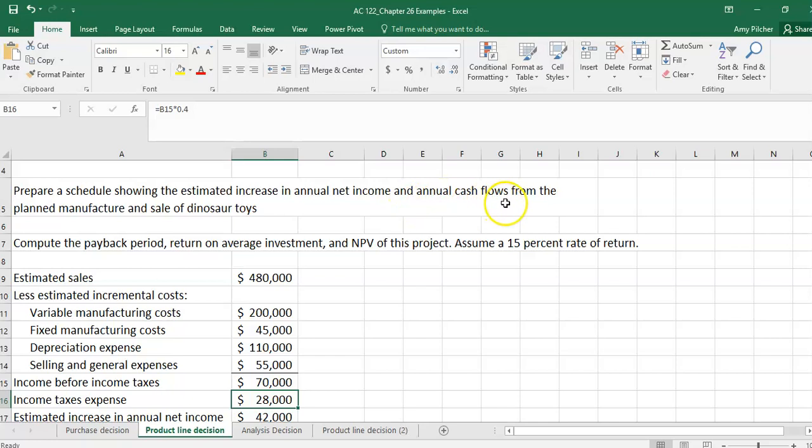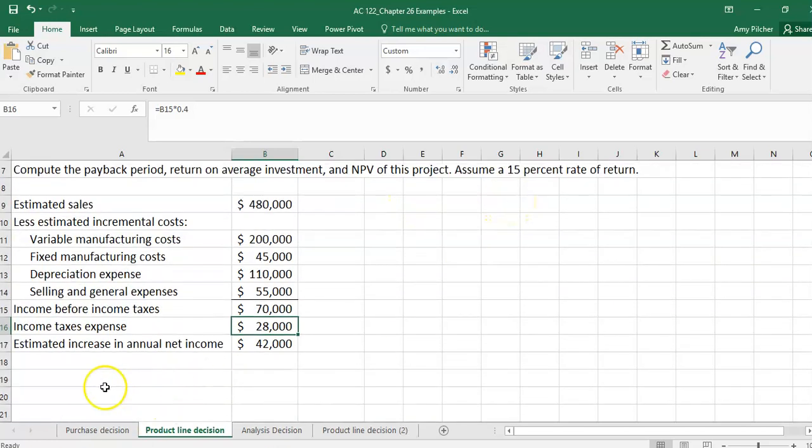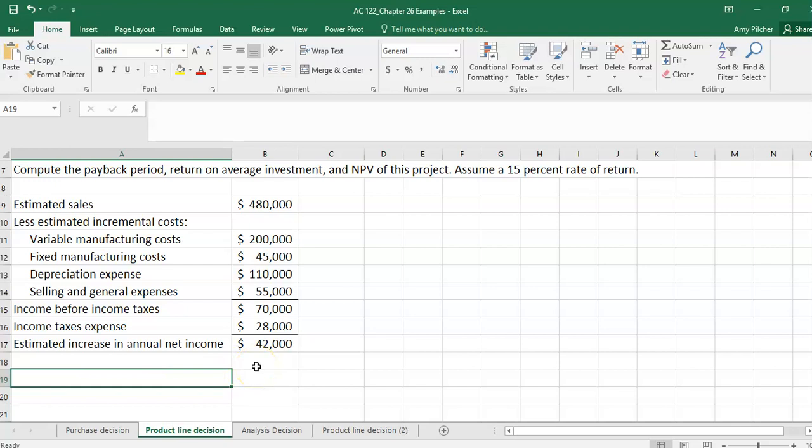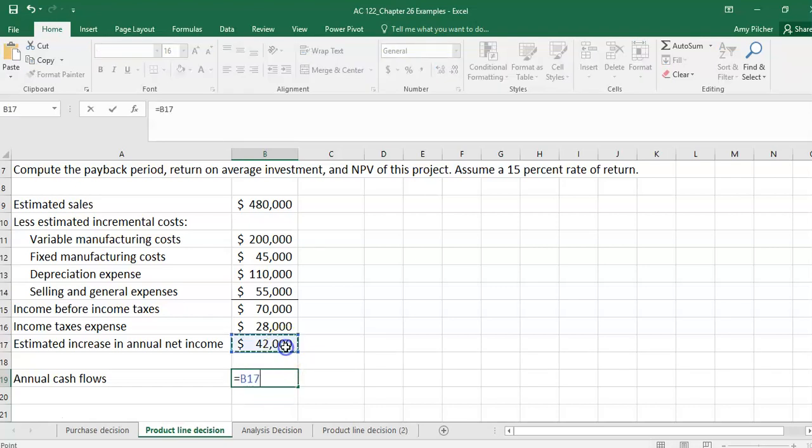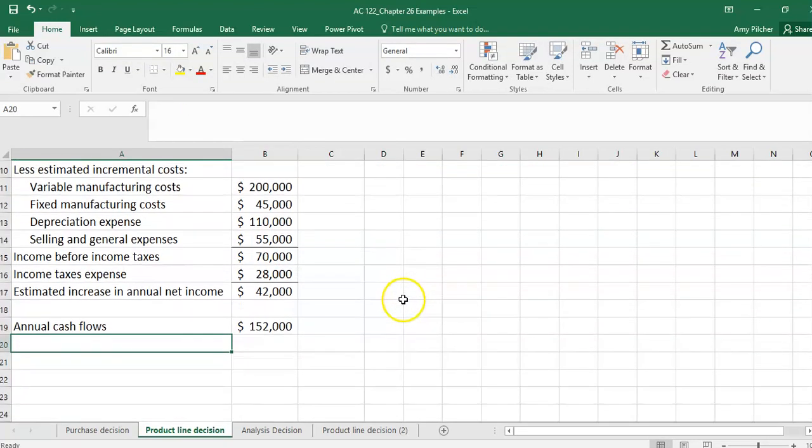The next thing we need is annual cash flows. So if you remember from Principles of Accounting 1, net income and cash flows are not the same when we prepare a statement of cash flows. So we take net income and we add back non-cash expenses. Our major non-cash expense is depreciation. So we take our net income and add back depreciation to get our annual cash flows.